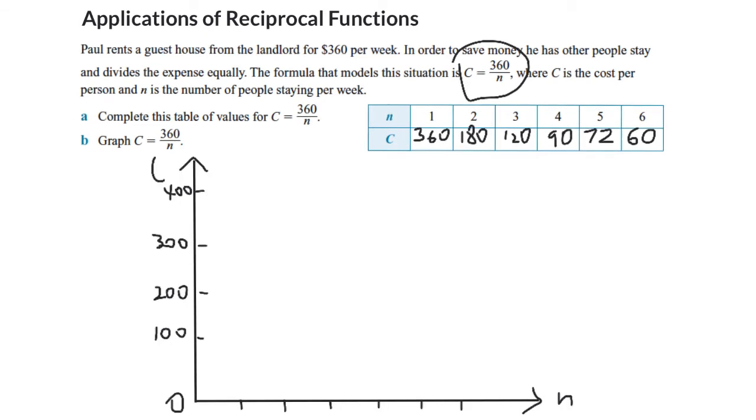So we plot our points here from our table of values. I've got 1, 360; 2, 180; 3, 120; 4, 90; 5, be about there; and then 6, 60. We're going to connect those, and we're going to have a curve here.